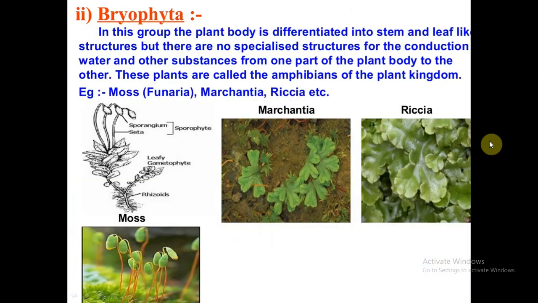Then comes the Bryophyta. So Bryophyta are also called the amphibians of the plant kingdom. Why? What are amphibians? Amphibians are those organisms that have the capability to live both on land as well as water. So these are found in terrestrial conditions as well as aquatic conditions. That's why these are called amphibians of the plant kingdom. And here we can see that differentiation into stem and leaf starts in Bryophyta, but roots we still cannot see.